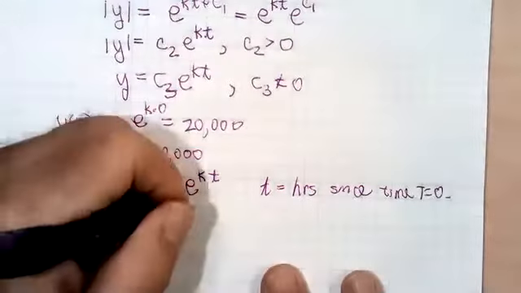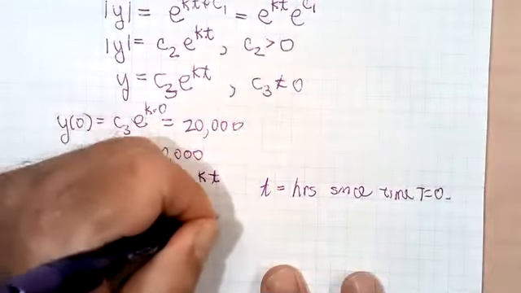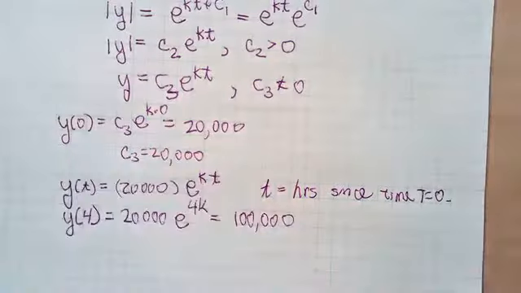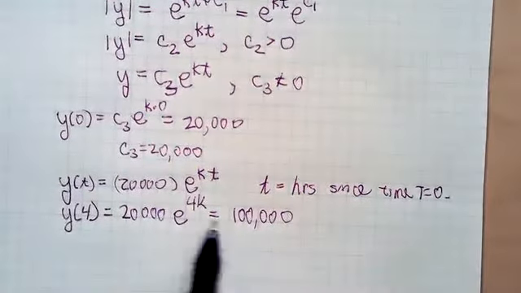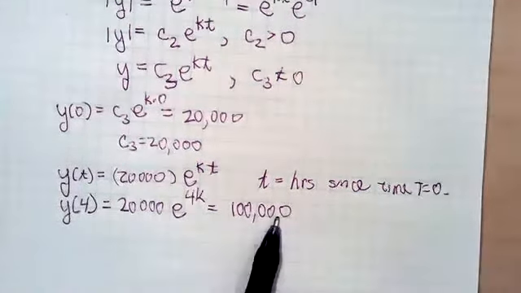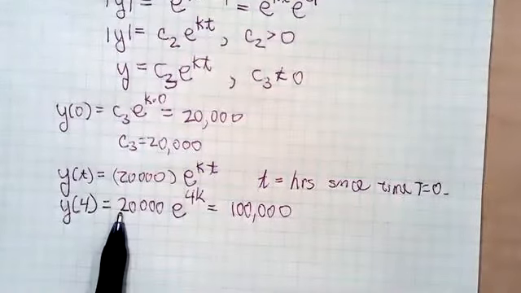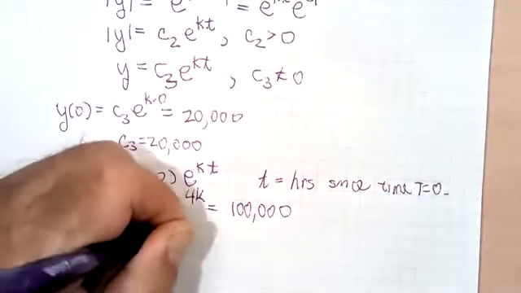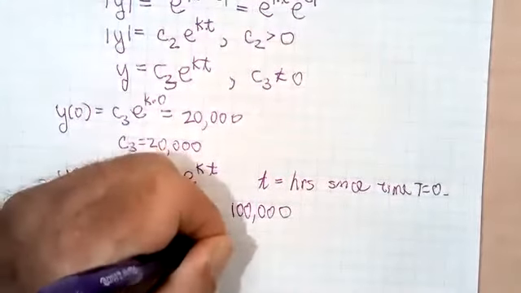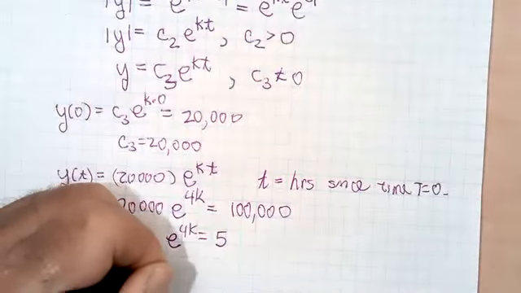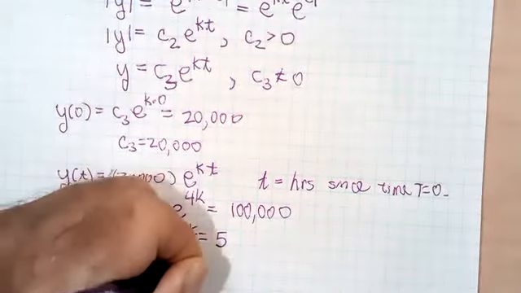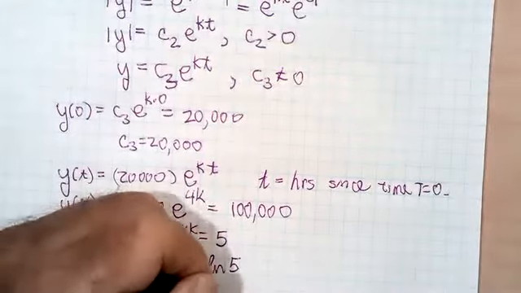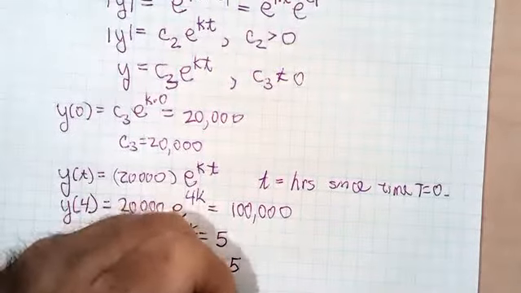e^(4k) is equal to 100,000. Okay, so we want to solve for k. 100,000 divided by 20 is the same as 10 divided by 2, which is 5. So e^(4k) is 5. Taking the natural log of both sides, k equals 1/4 log 5.